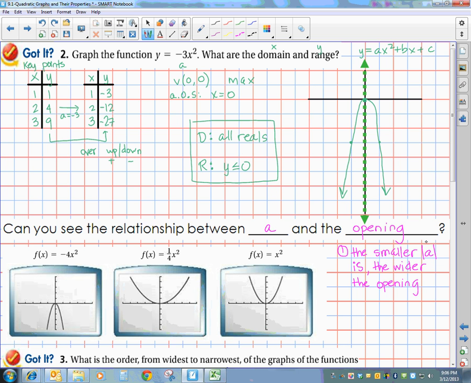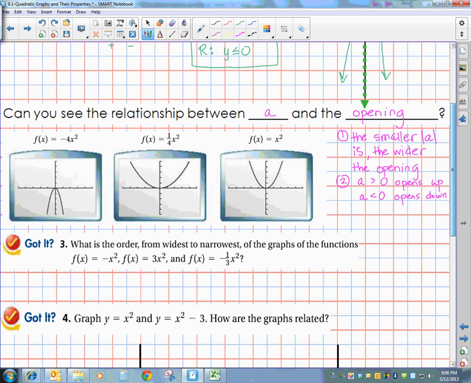Okay, now we did say that that was the absolute value of a, because the other thing you need to realize is that we've kind of already talked about it. If a is positive, then it's going to open up, and if a is negative, then our parabola opens down.